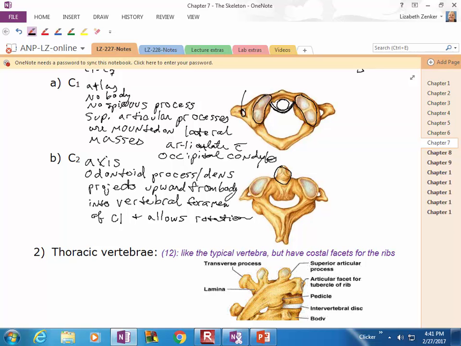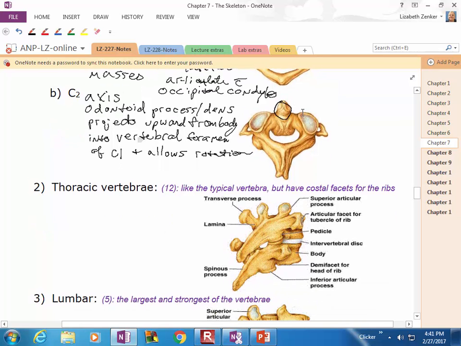All right, so C2 still has a superior articulating facet. It would have an inferior articulating facet that you can't see there. It has the transverse process. It has the hole for the vertebral artery to go through. Now C2 does have a spinous process.